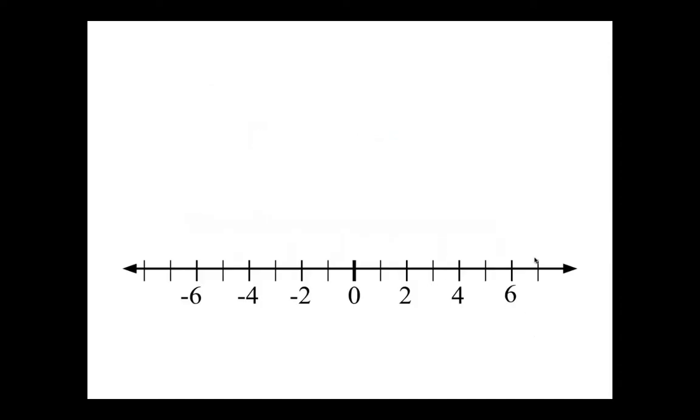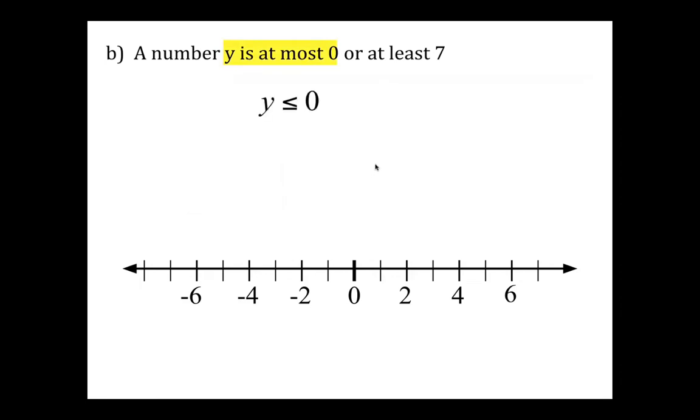Let's look at this next example. We have a number y is at most 0 or at least 7. Once again, first look for your first inequality. So that would be y is at most 0. Note that down as an inequality. At most will represent less than or equal to.